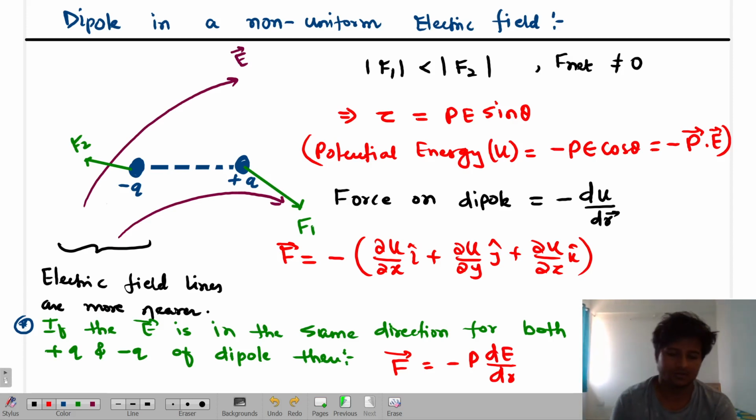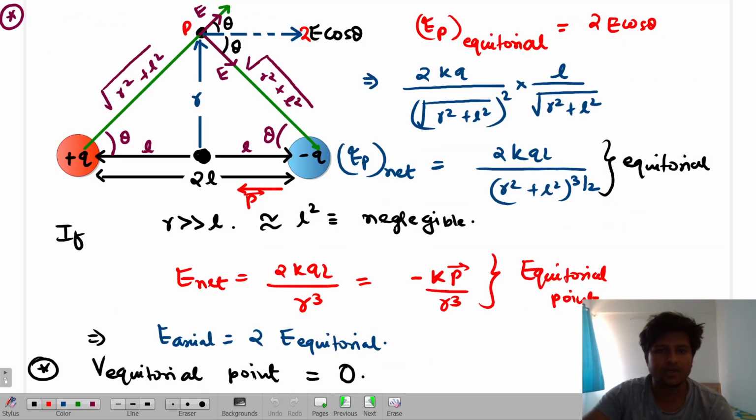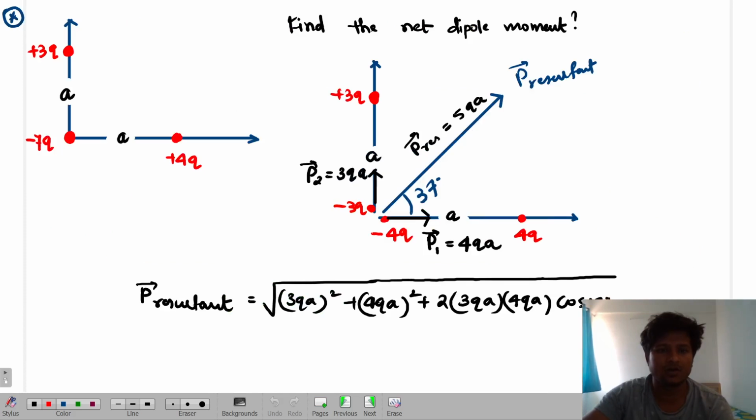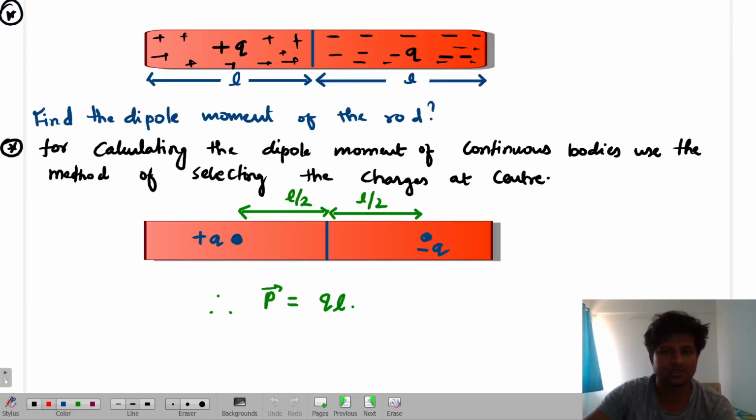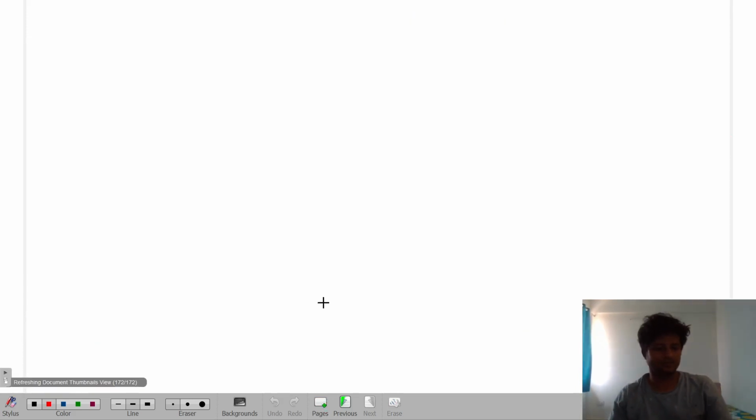Okay. Write it and then we'll move ahead. Okay. So we completed all our dipole. Is that clear? This was the main part of the dipole. Now let us do some questions based on this. Okay.